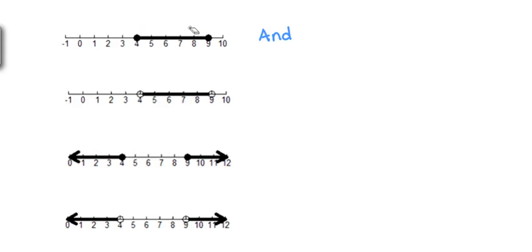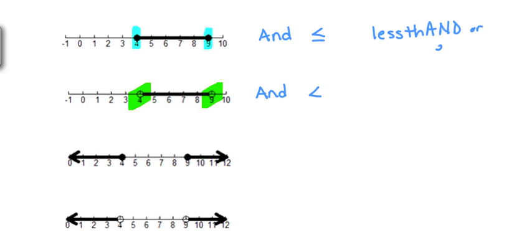Now, because the endpoints are colored in, it's going to be a less than or equal to. On this next one, it's one piece, so it's an "and." But notice how the endpoints are open. They're not colored in, they're just circles. So this one is just less than. It's an "and" graph.